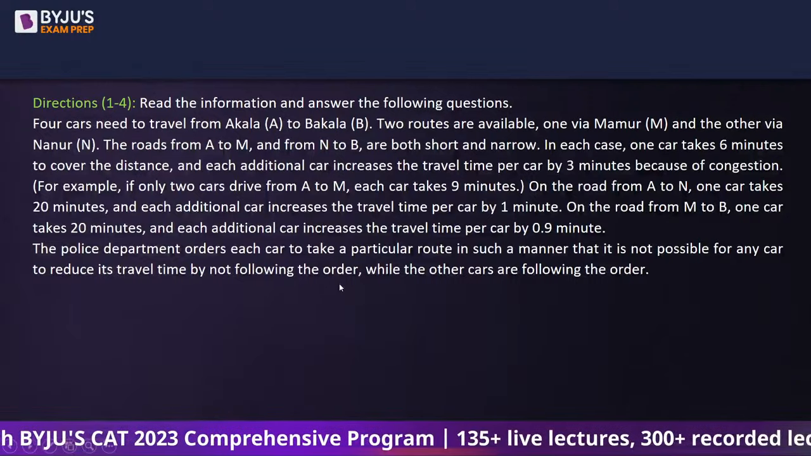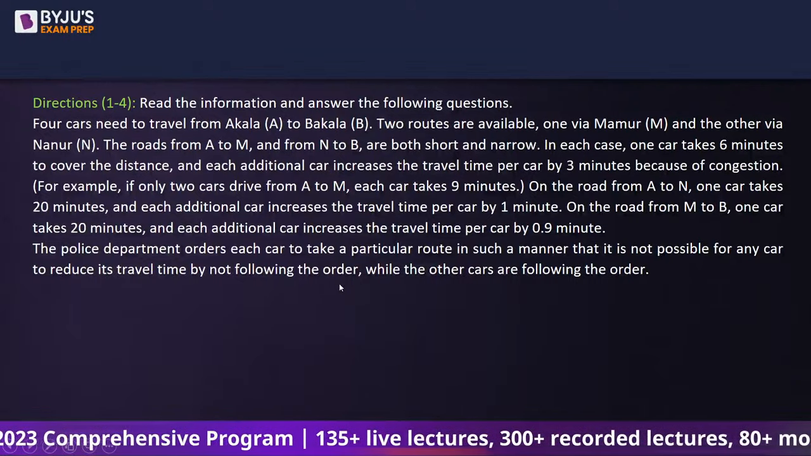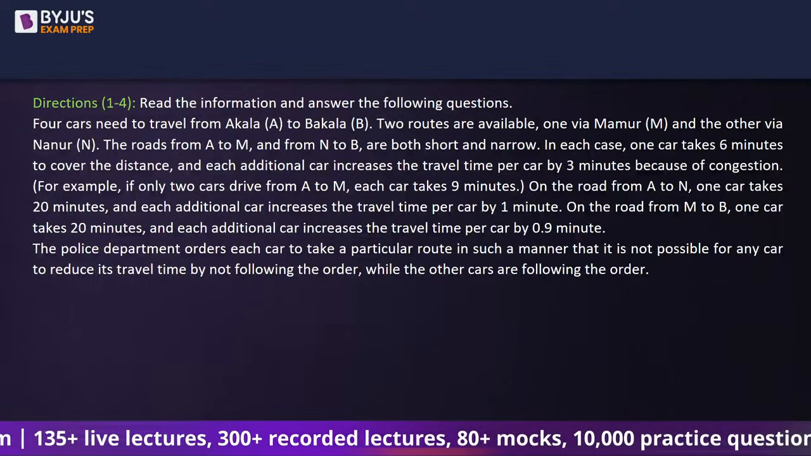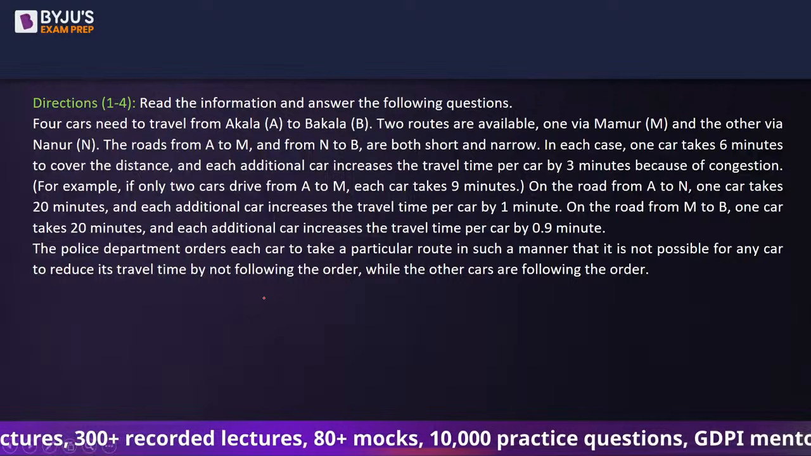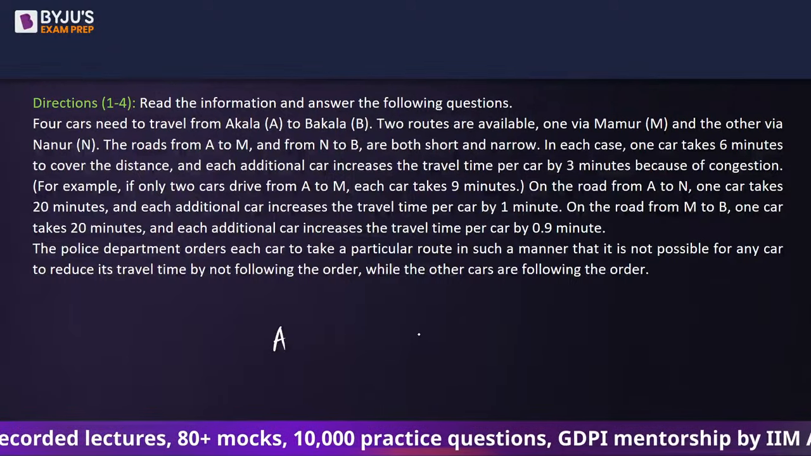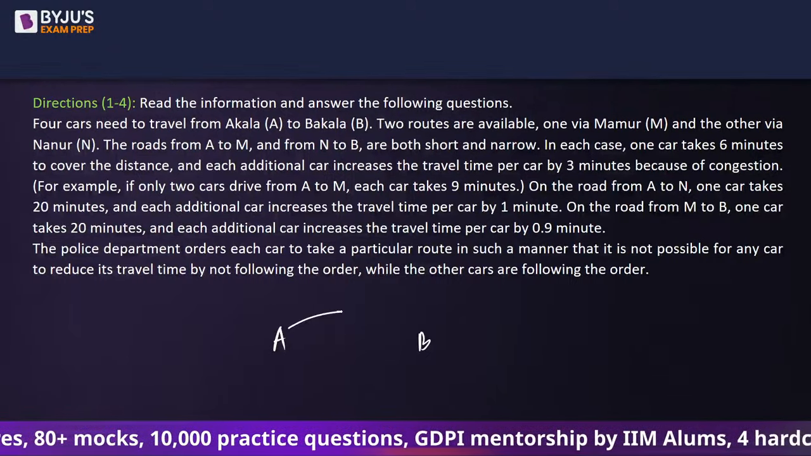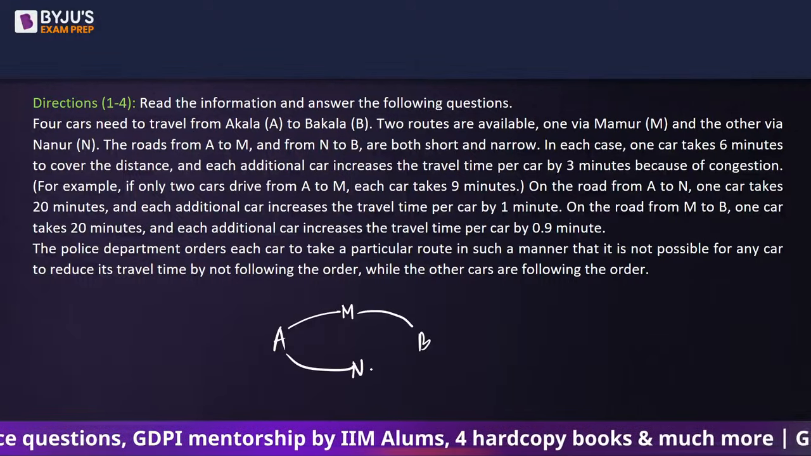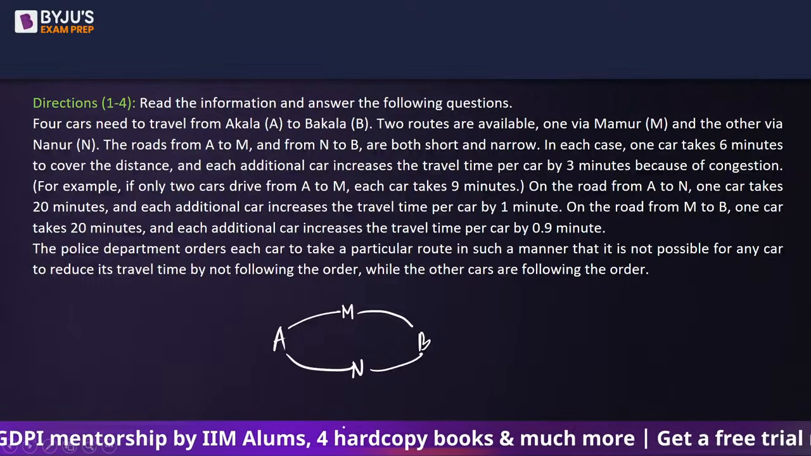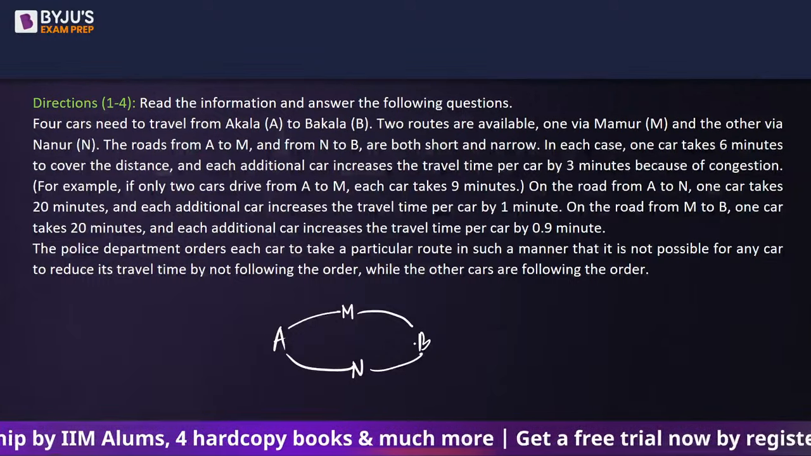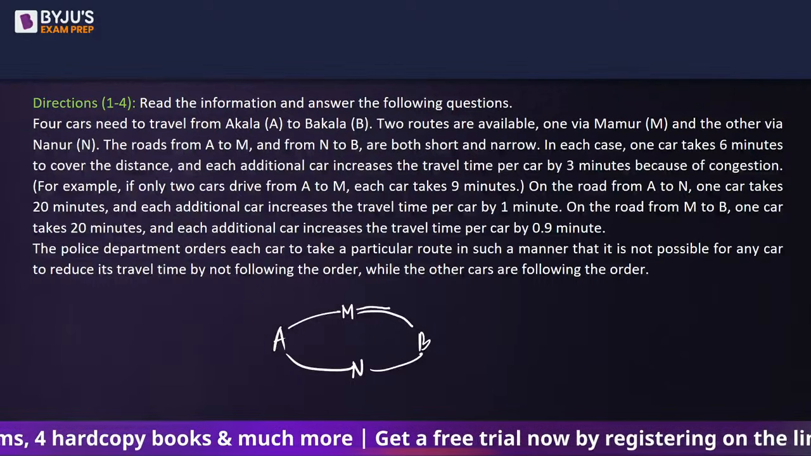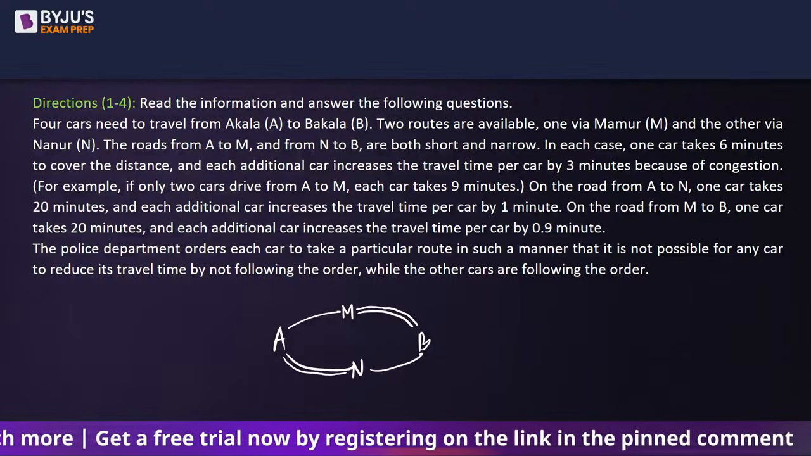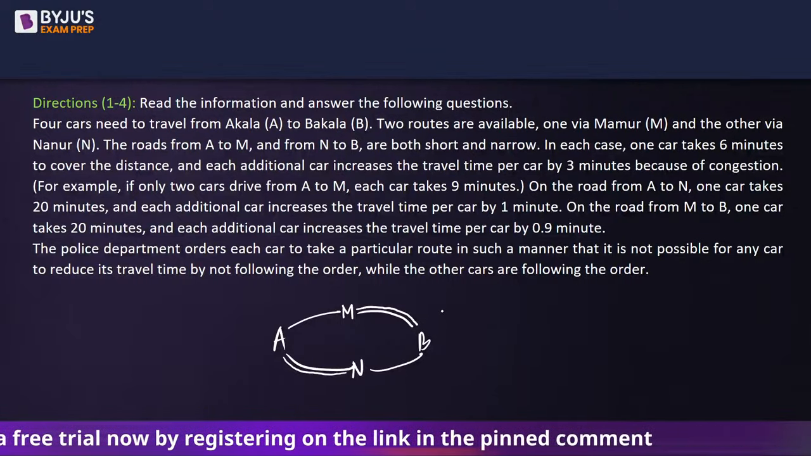4 cars need to travel from A to B. 2 routes are available, one via M and the other via N. So we have A to B. There are 2 routes available, one via M and one via N. The roads from A to M and N to B are narrow. So I will make it broader for M to B and A to N, so that we have A to M narrow and N to B also narrow.